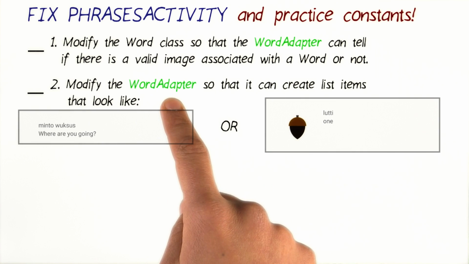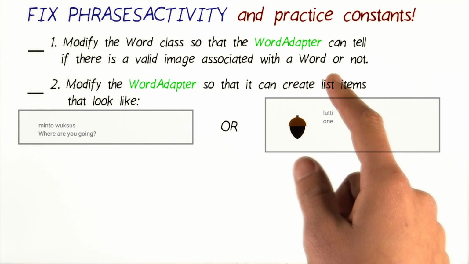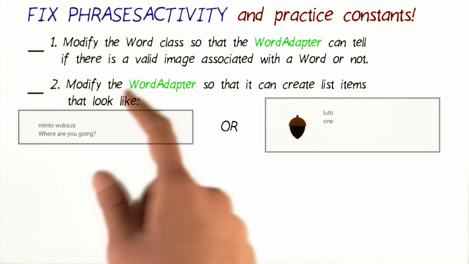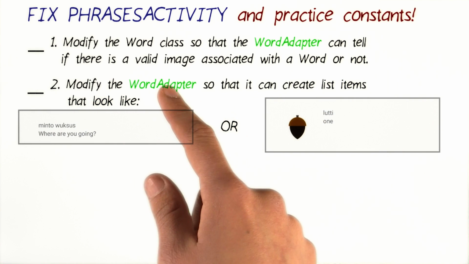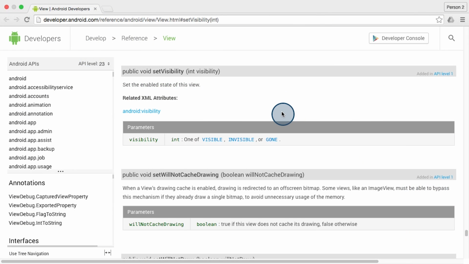And then we need to modify our word adapter class so that it can create list items that both contain images and ones that don't. And this way, the same word adapter class can be used across our different categories. I want to introduce you to a new concept that I hinted at in the last quiz.